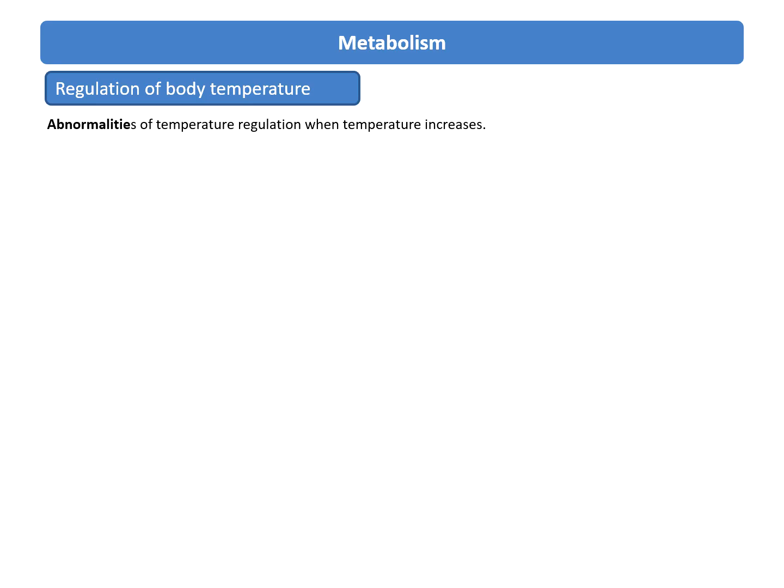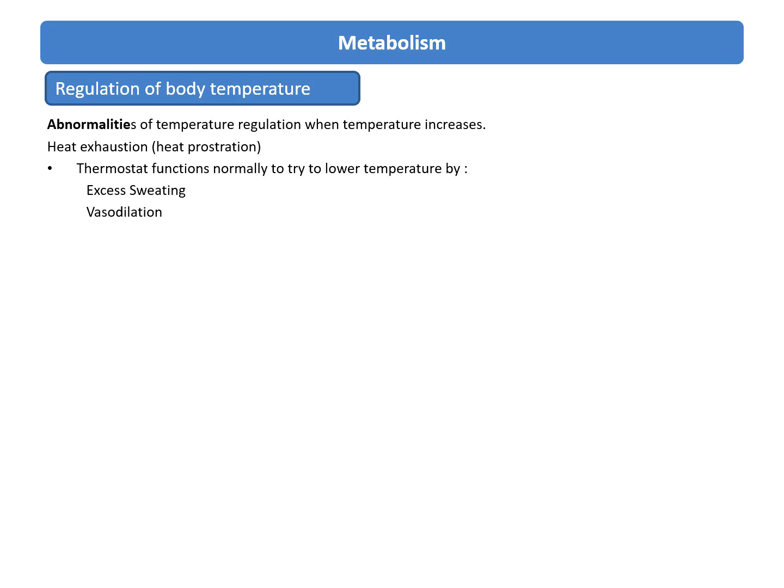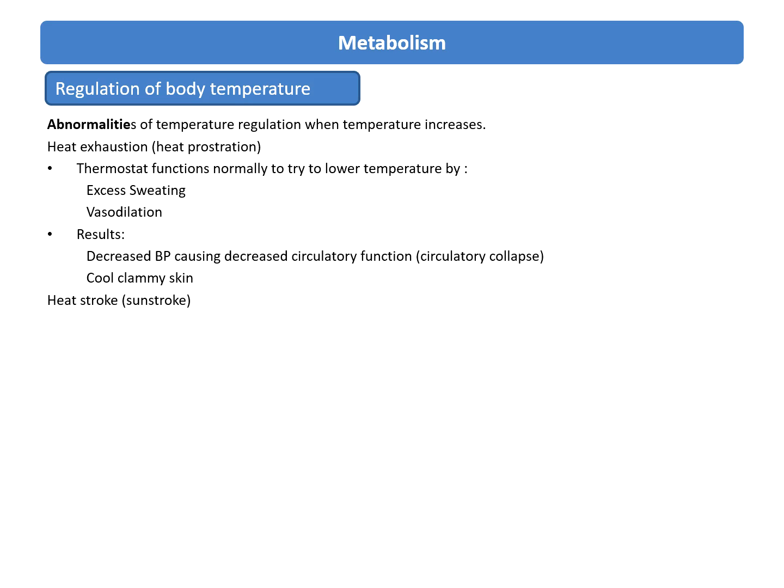Abnormalities of temperature regulation when temperature increases include heat exhaustion or heat prostration. The thermostat under these conditions functions normally to try to lower the temperature by excessive sweating and by vasodilation. The result, though, may be a decreased blood pressure. This causes a decreased circulation and leads to circulatory collapse. It can be characterized by a cool, clammy skin.